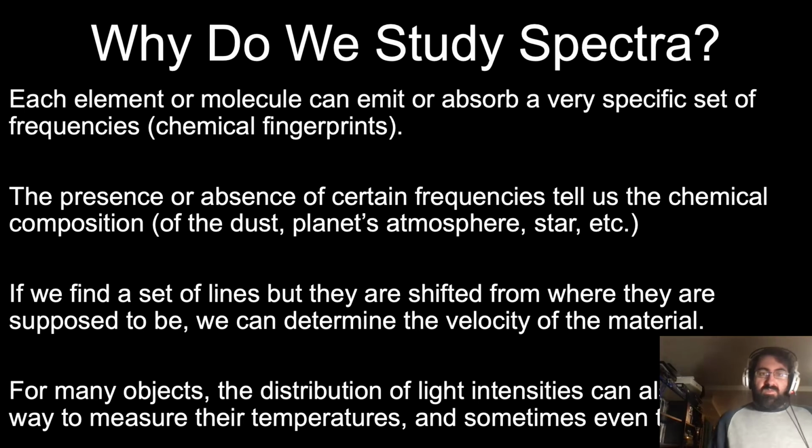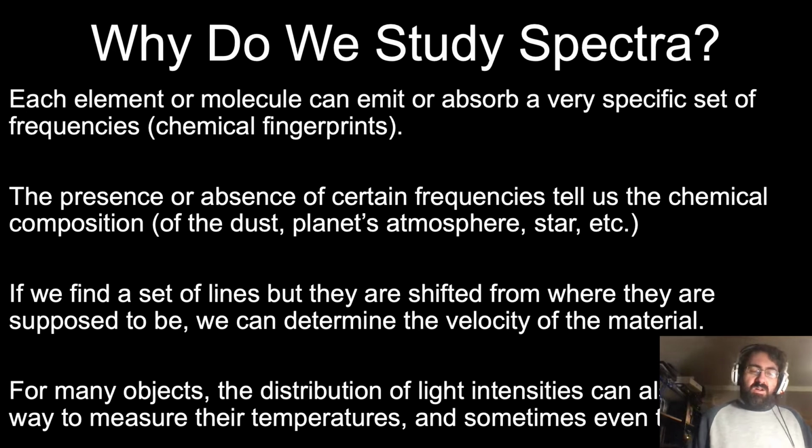So the presence or absence of these specific frequencies can tell us things like the chemical composition of dust, or planetary atmospheres, or the stars themselves. Another example is if we find a set of these chemical fingerprints, a set of these spectral lines, but they're shifted from where they're supposed to be, we can use this measurement to help us understand the velocity of the material, whether it's moving toward or away from us, and how fast it is moving toward or away from us.